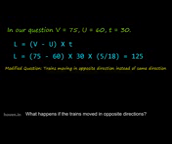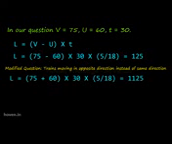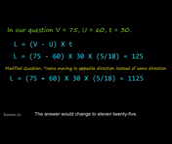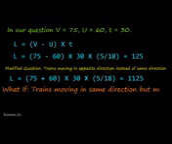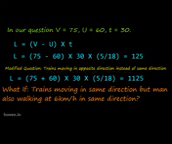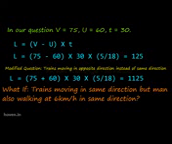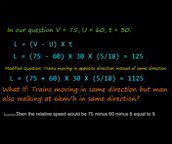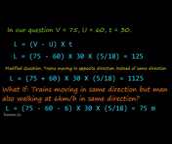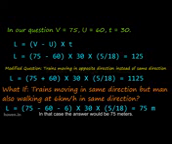What happens if the trains moved in opposite directions? In that case, the relative speed would be the sum of the speeds. The answer would change to 1125. If the man also walked in the train at 6, then the relative speed would be 75 minus 60 minus 6 equal to 9. In that case, the answer would be 75 meters.